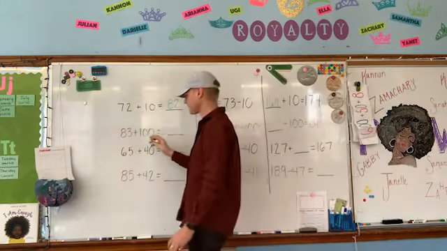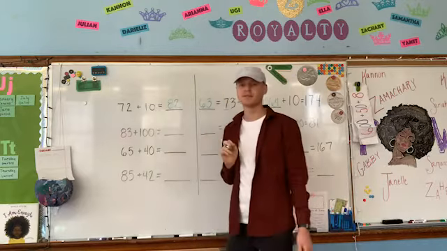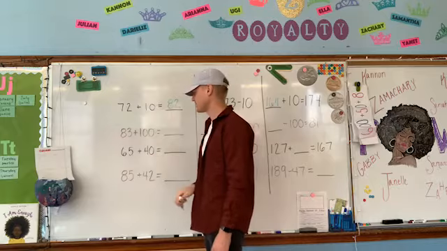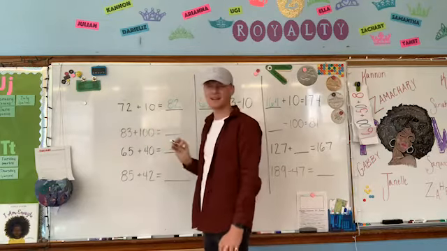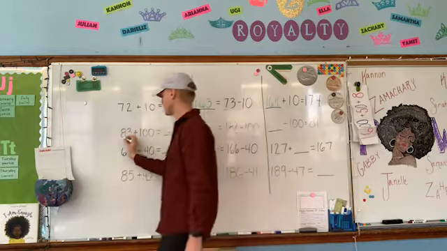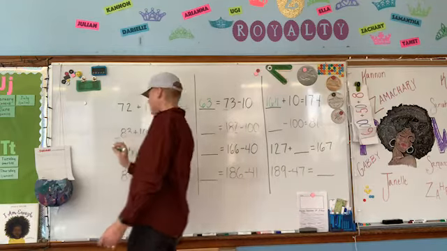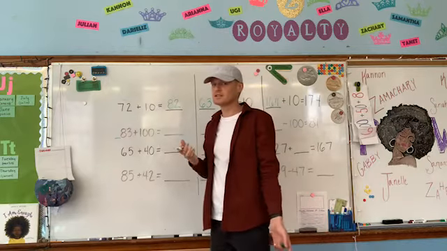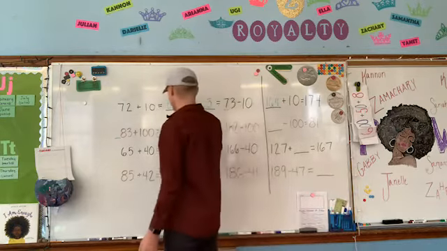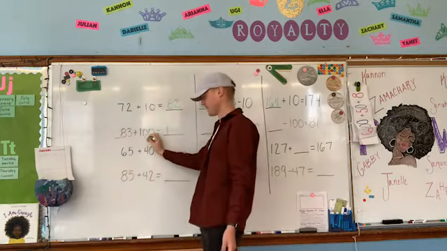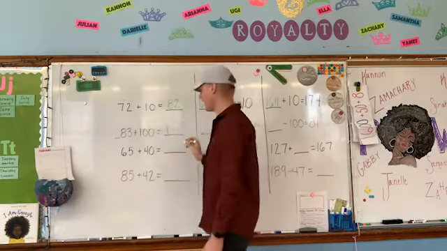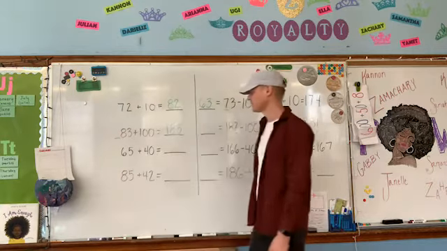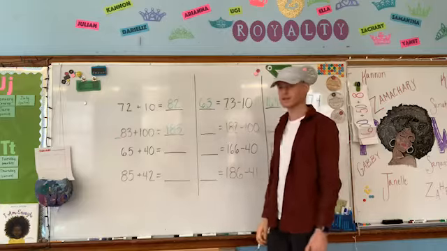Moving over here, I have 83 plus 100. I have a tens place and a ones place. And then I'm just adding 100. So currently, I have 0 hundreds. So if I add 100, 0 hundreds plus 100 is just 100. And there's no tens or ones, so the 83 just stays the same. So 83 plus 100 is 183.